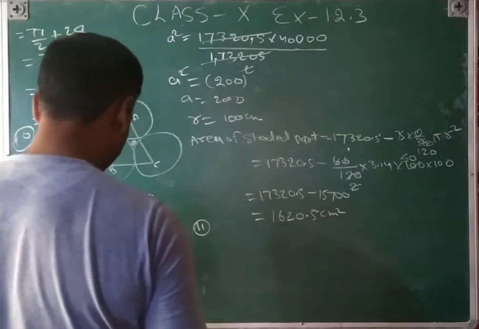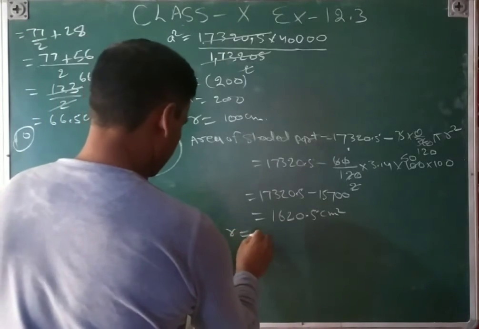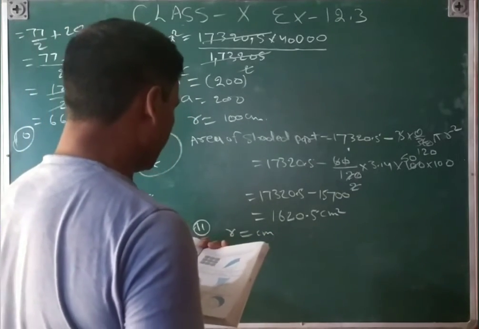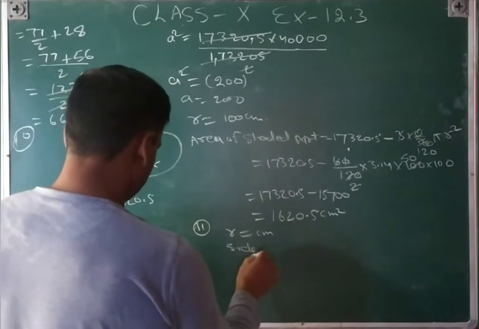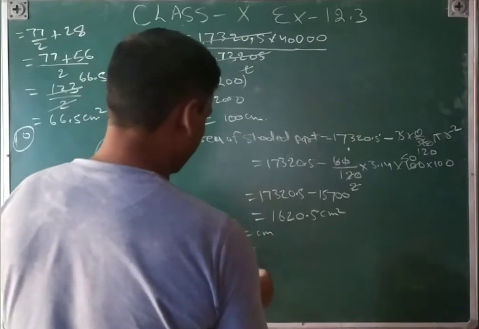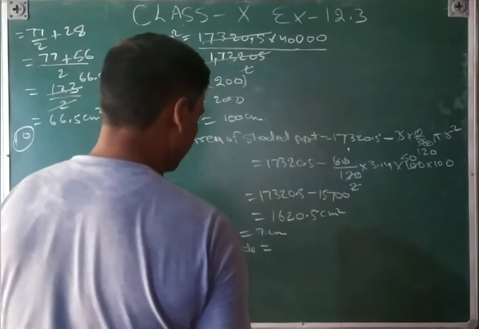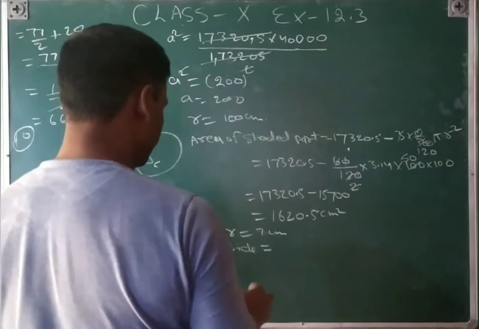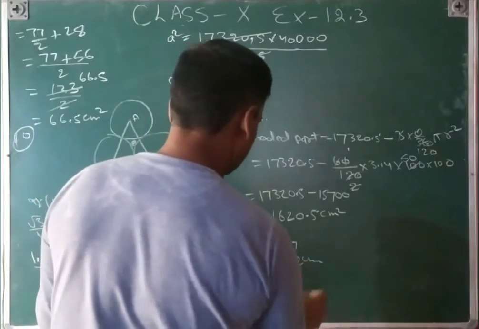Now the 11th question, you are looking r is equal to 7 centimeter, and in the diagram there are 9 circles. So that side will be 7 centimeter. So the side will be 6 multiply 7 is equal to 42 centimeter.